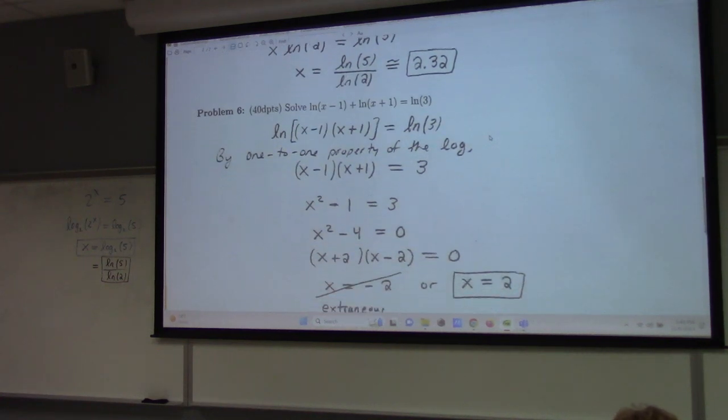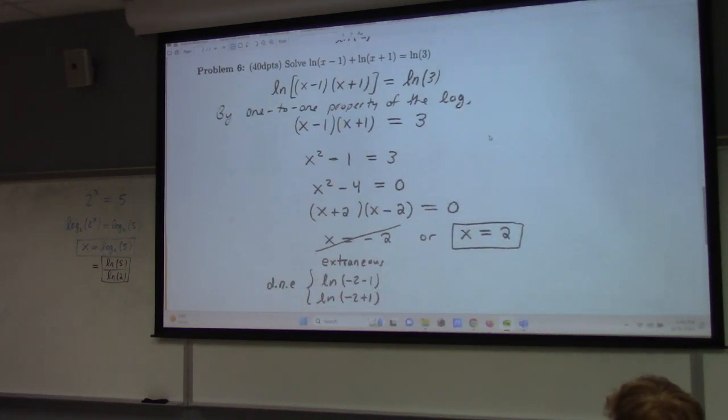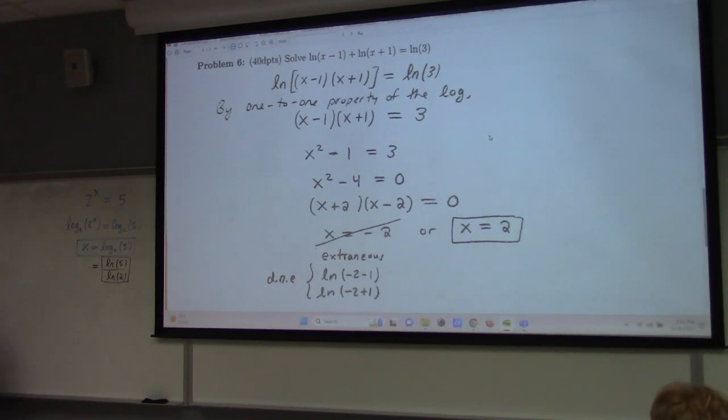Problem 6 here. We have the sum of the natural logs equal to log 3. So we use the property of logs: the sum of natural logs is the natural log of the product. And when I do that, I can use the one-to-one property, or if you like, I could exponentiate the equation. However you want to slice it, we get x minus 1 times x plus 1 equal to 3, which then, putting everything to one side, as is our custom because it's a quadratic equation, x squared minus 4.